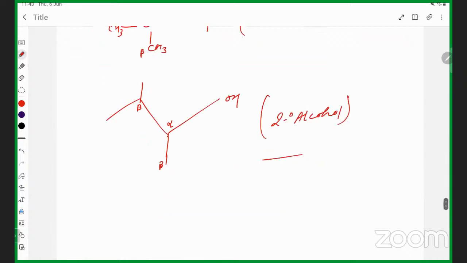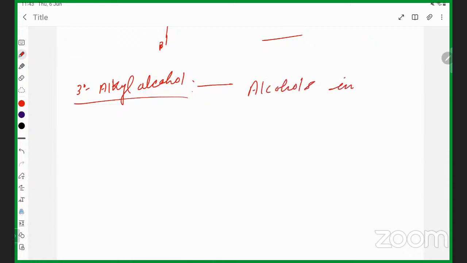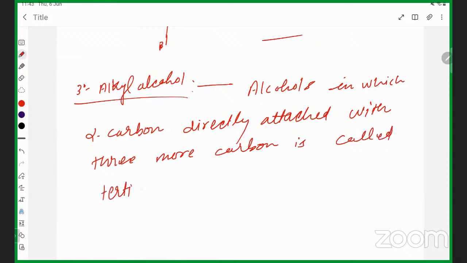Okay, 2 degree alcohol. Now we are going to the 3 degree alkyl alcohol. Alcohols in which the alpha carbon is directly attached with 3 more carbon. If the alpha carbon is directly attached with 3 more carbon, what is it called? It is called tertiary alcohol. Getting my point? Yes.